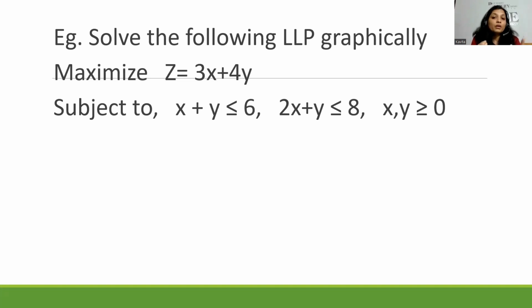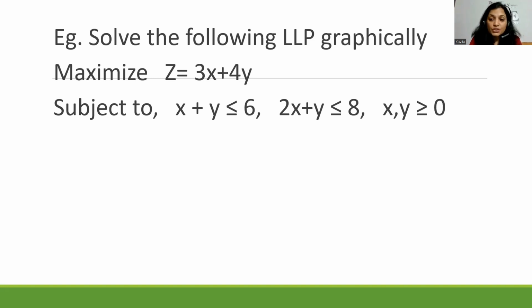Now let us say this is an example. It is on your screen. Solve the following linear programming problem graphically. The linear programming problem is given as maximize z is equal to 3x plus 4y, subject to x plus y is less than or equal to 6, 2x plus y is less than or equal to 8, and x and y are greater than or equal to 0. Whatever concepts we have discussed, all these concepts, constraints and equations are given in this problem.